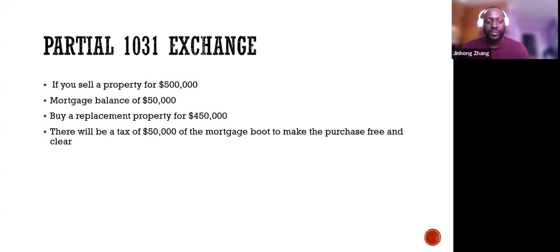So another example, if you sell a property for $500,000 and you have a mortgage of $50,000 on your current property, then you can buy a replacement property for $450,000, and the $50,000 difference will be considered boot. It will be considered cash received, even if you didn't actually receive the cash. Then you would have the replacement property free and clear with no mortgage, but you also have to pay the capital gains on that $50,000.